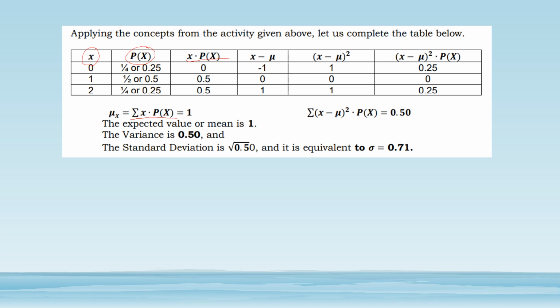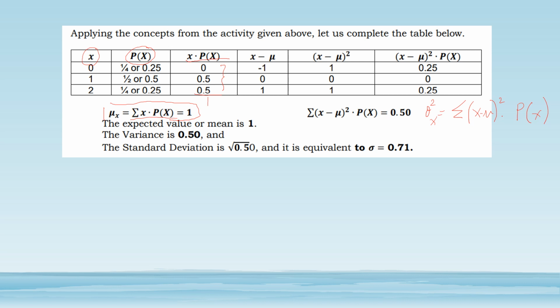For us to get the mean, we will just add all of these, since the formula for the mean is the summation of x times the probability of x. Adding all these three will give us 1, and that is our mean. Our next step is to find the variance. The formula for variance is equal to the summation of the square of x minus mean times the probability of x.